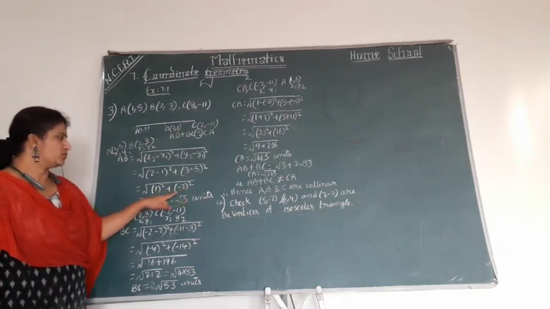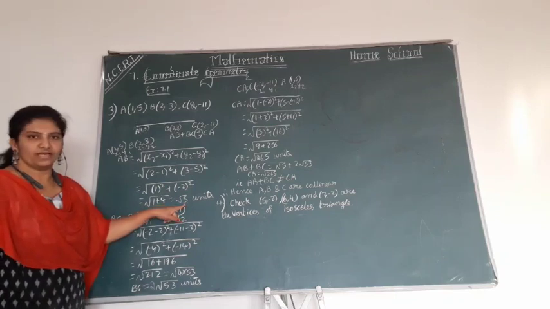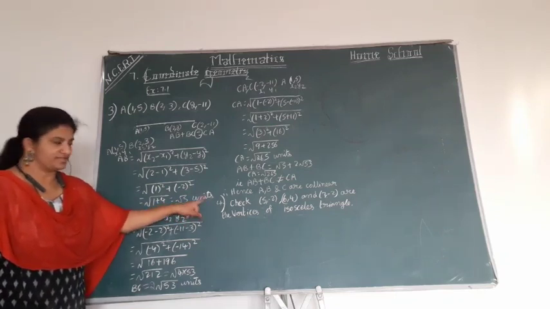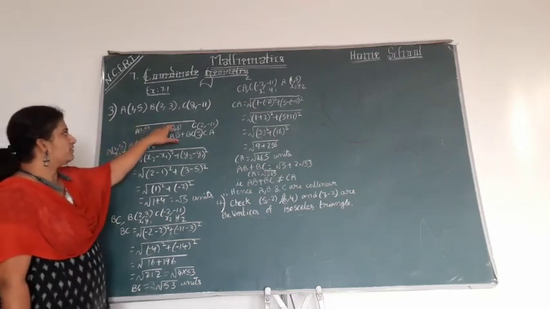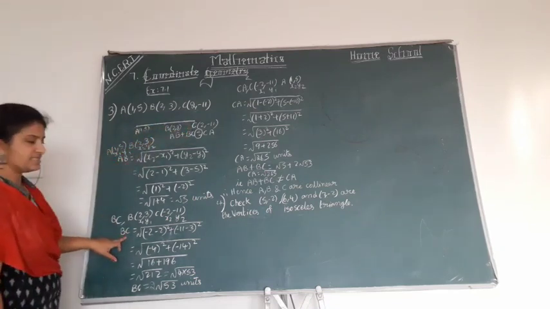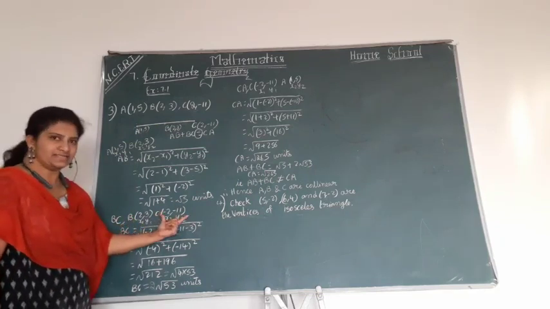Minus 2 into minus 2 will be 4. 1 plus 4 is equal to 5. That is root 5 units. So next coordinate. What is your next one? You need to find the distance between BC. BC is equal to, right here, B coordinate and C coordinate.